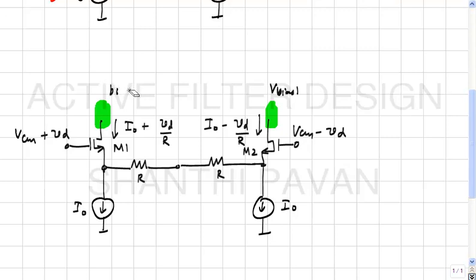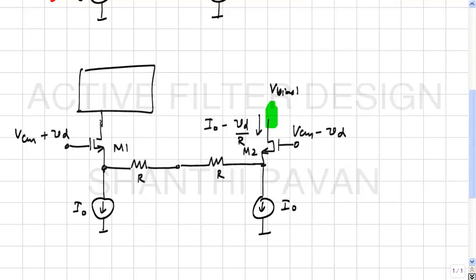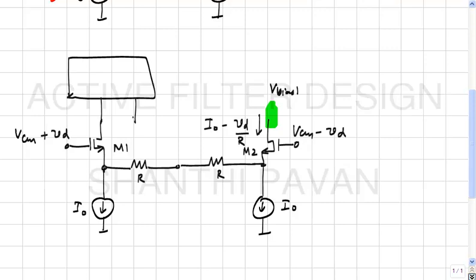In other words, we want this current. If you think of a black box here, this is a black box, it has two terminals, at least one must be the terminal which receives the drain of M1, correct? And if this potential is held sufficiently high, let's say at V bias 1, which is sufficiently high, correct? And the other terminal must be able to push out I naught plus VD by R. You understand? So what kind of contraption must this box be?